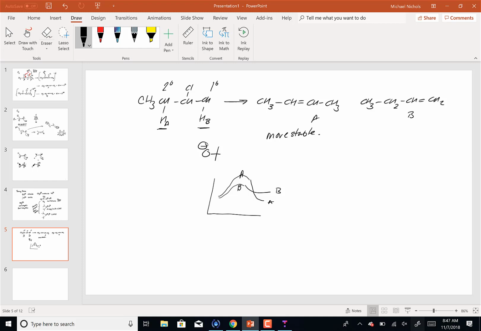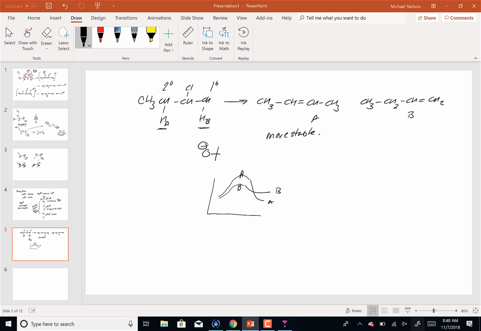Okay. So the sterically hindered bases remove the least sterically hindered beta hydrogen. That's the best way to think about it. So the sterically hindered bases remove the least sterically hindered beta hydrogen.